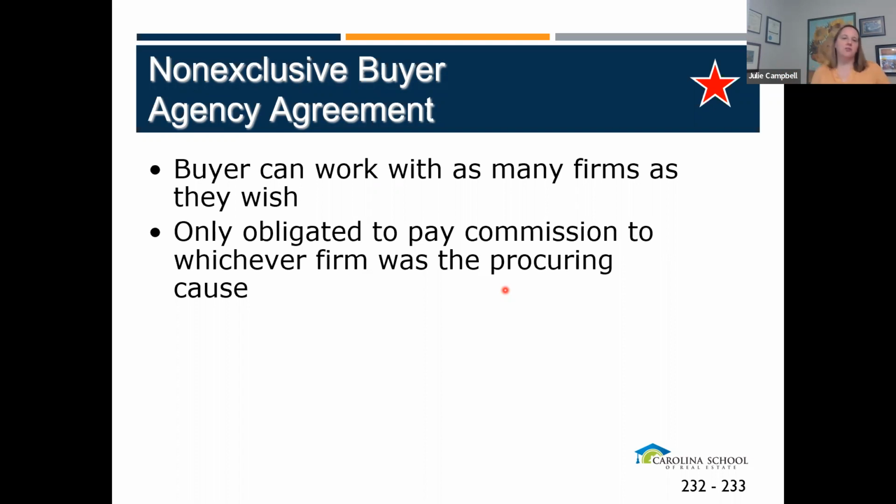I do have the non-exclusive buyer agency agreement in Learn Test Pass for you guys in Unit 8. We're not going to go through it. The more important one is the exclusive buyer agency agreement, and that's the one we're getting ready to look at in just a second.